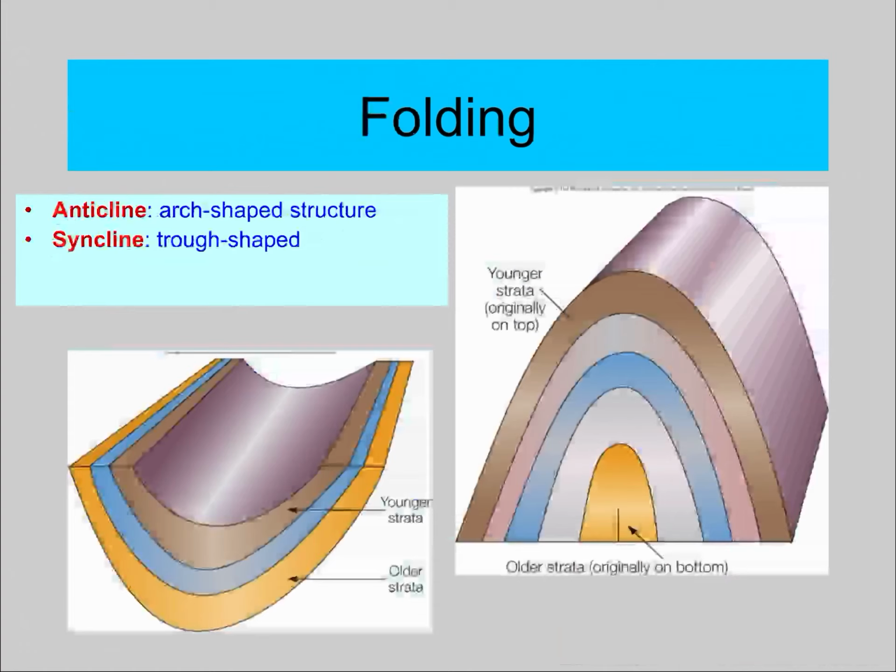So in a fold, we have two parts of a structure that we might be looking for. The first is the anticline, which is the arch-shaped structure that we see on the right-hand side, where the younger strata, which is the youngest layer, is going to be on the top, kind of like the mountain, whereas the syncline is going to be the trough-shaped. And you can see there, it's kind of like half of a PVC pipe, where the younger strata or the younger layer is still on top, but it's in the shape of like a cup instead of a hill.